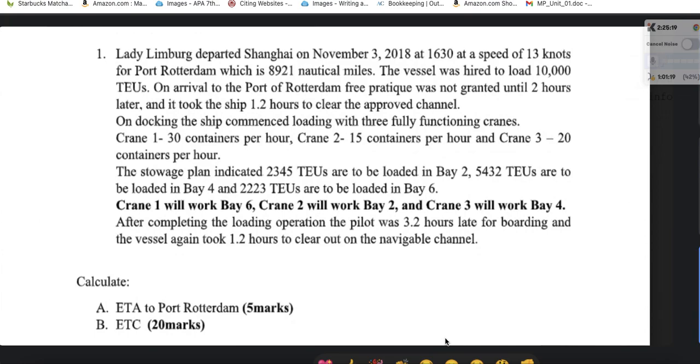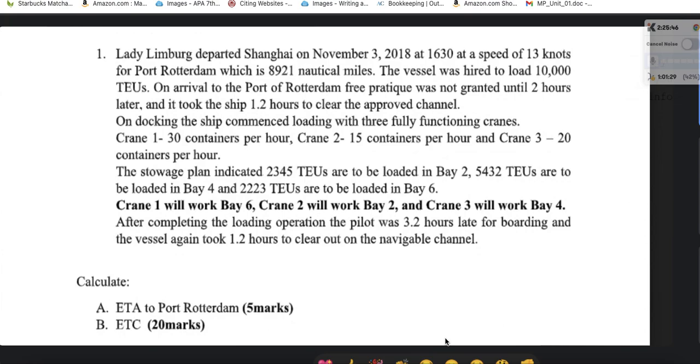Psych, ladies and gentlemen. With the 25 we now have the massive 20 marks dreaded estimated time of completion question. In this question, we'll be calculating the estimated time of completion. And yes, I know I repeated myself twice, but that is just how it goes.